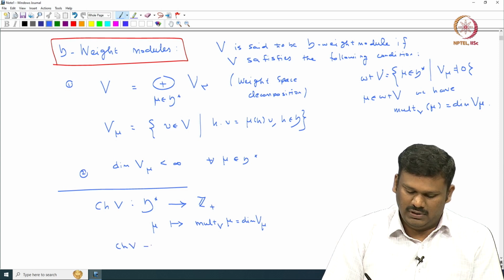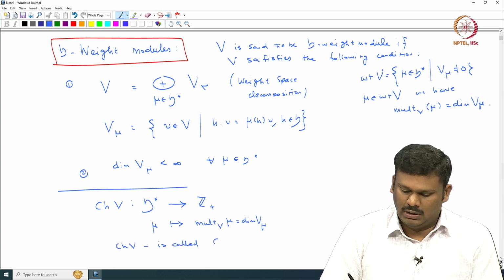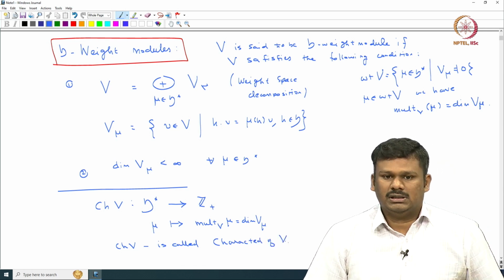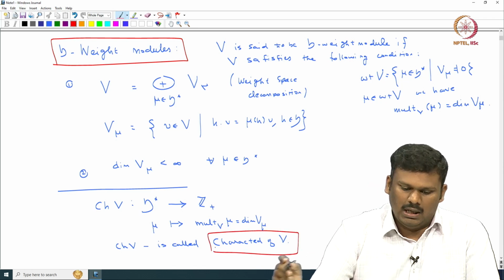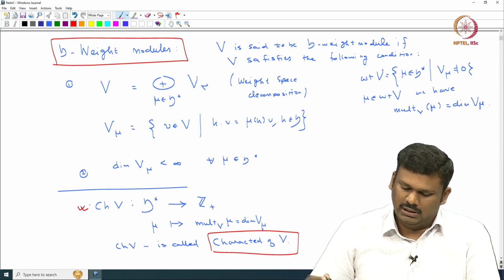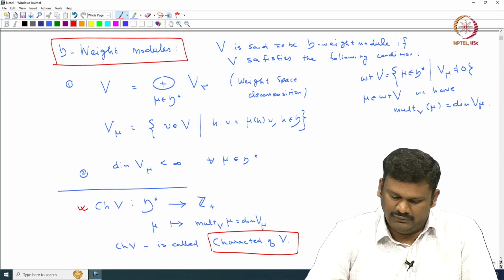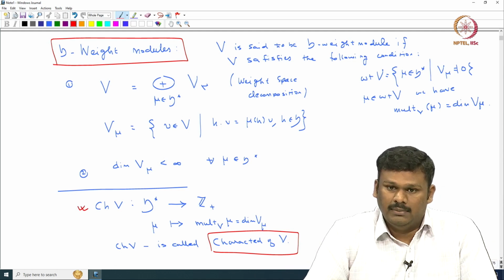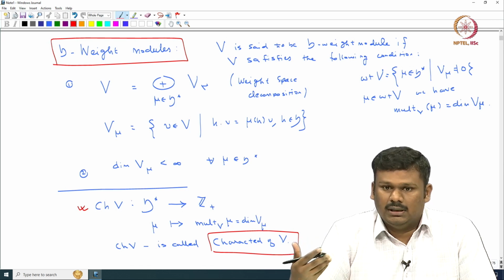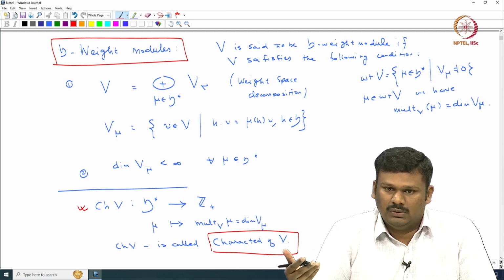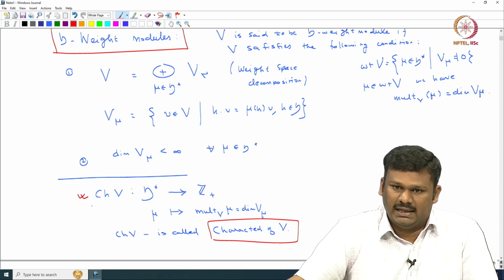Okay. This is called the character of capital V. So, this is how one can define the character for any given highest weight module. Of course, this way of thinking is not very helpful. We want to do many manipulations, we want to do algebra with this character. So, we want to add, we want to multiply and so on. So, we have to understand where that multiplication, addition and so on happens. Okay. So, that is why we need to define what is called the character ring.